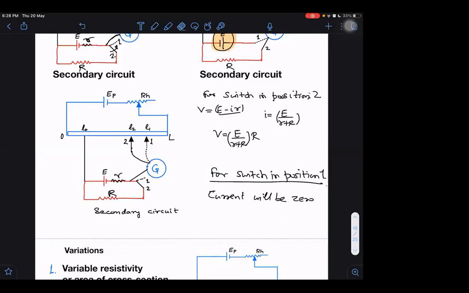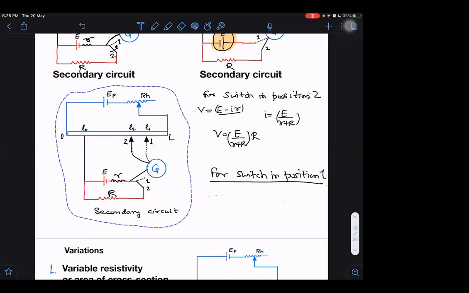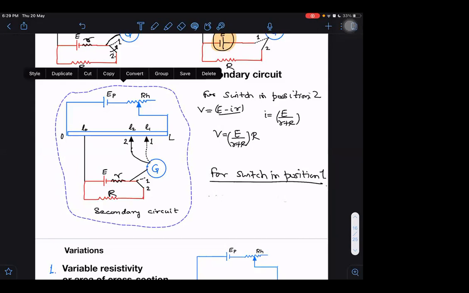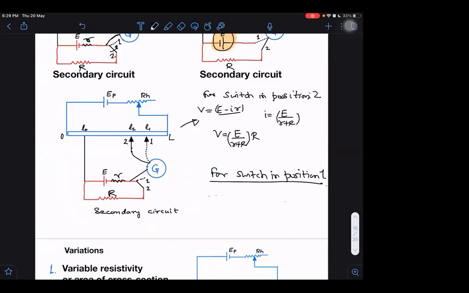I will make a diagram. It will not take much time for me. I will just copy it from there, and this part I have explained already for one case. Which case I have explained? While switch is in position 2, then what is happening? Don't worry about jockey. We are finally getting E into capital R upon small r plus R, and I know V by L2 will be equal to E by capital L.